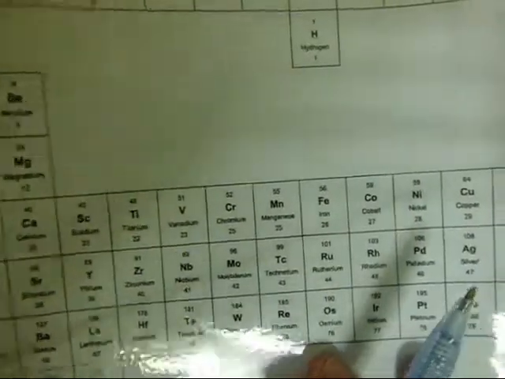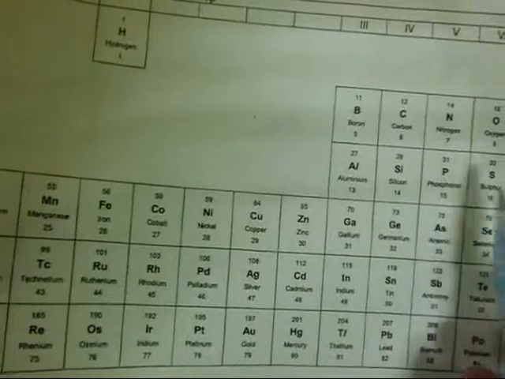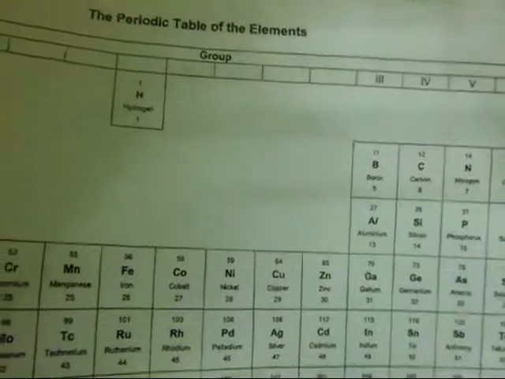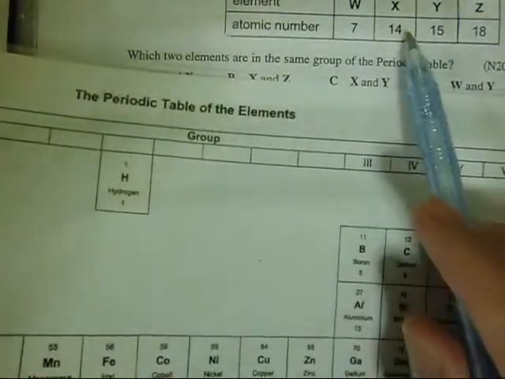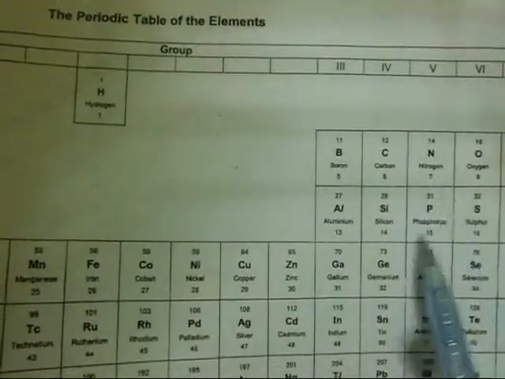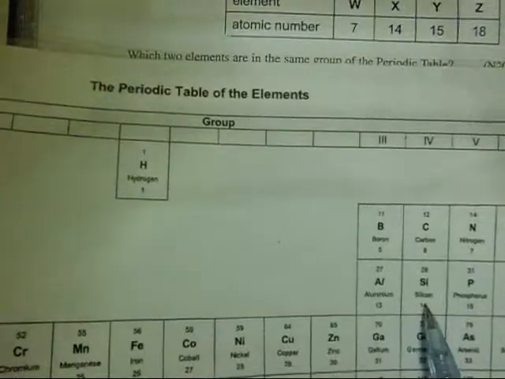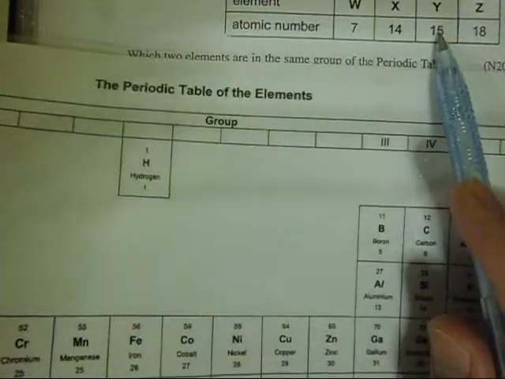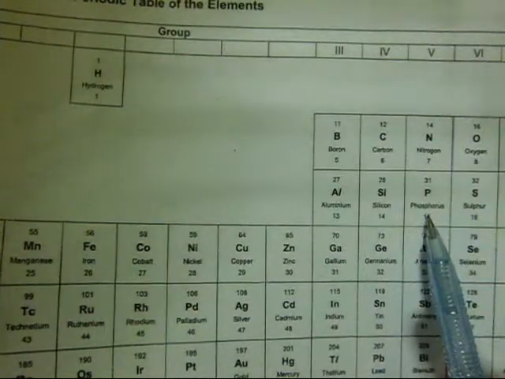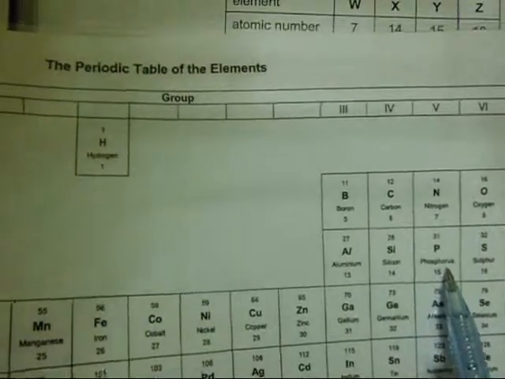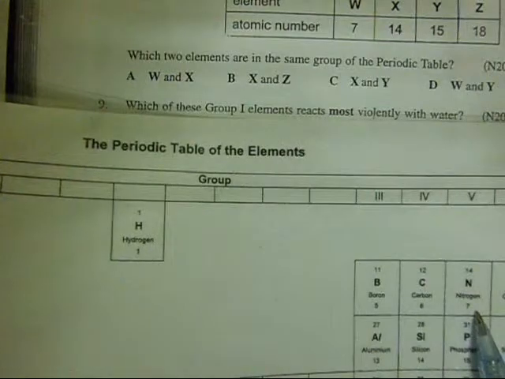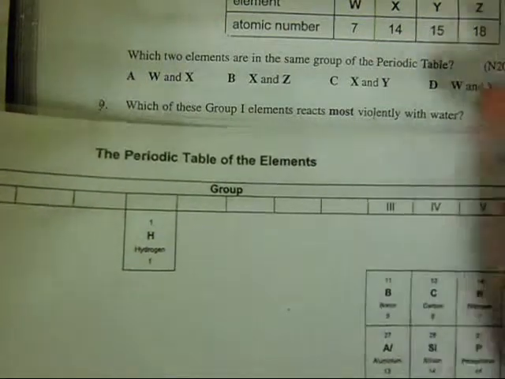Now the periodic table is kind of big. So, atomic number 7. The atomic number is the bottom number, so it's nitrogen. The next element is X, which is 14. So 14 is here, it is silicon. And then the next element is Y, where the atomic number is 15. 15 is here. So far, these 2 elements are in the same group, I believe, which is W and Y. So the answer is W and Y.